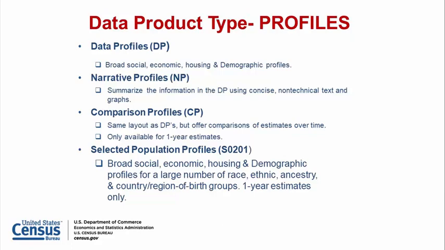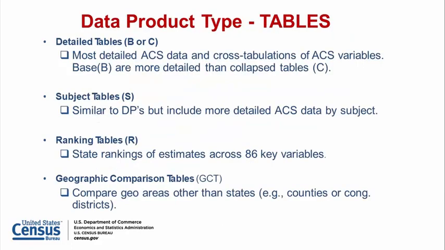We have narrative profiles, which we looked at, the non-technical text and graphs. We have comparison profiles. We have selected population tables that you can look up as well. We have detailed tables, B or C. They start with B or C. Subject tables, ranking tables. If you want to rank a state's poverty rate and other key variables, there's 86 of them. You can look up ranking tables. And we have geographic comparison tables as well.